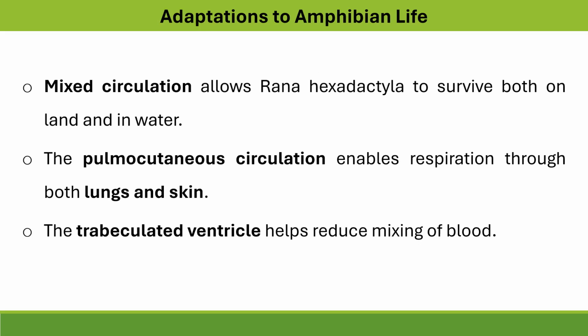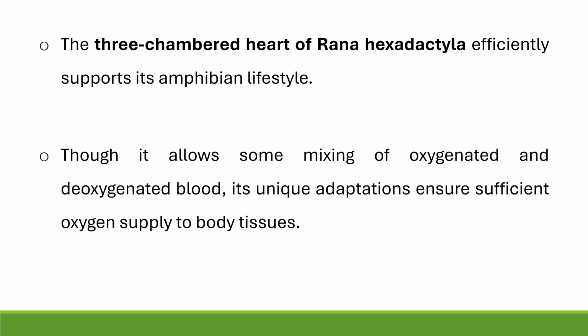Now, as all of you know that Rana leads an amphibian mode of life, so now we will see the adaptations in terms of circulation. As we can see, in Rana the mixed type of circulation allows it to survive both on land and in water as well. The pulmocutaneous circulation enables respiration through both lungs and skin. The trabeculated ventricle helps reduce the mixing of blood. The three-chambered heart of Rana efficiently supports its amphibian lifestyle, though it allows some mixing of oxygenated and deoxygenated blood, but its unique adaptations ensure sufficient oxygen supply to body tissues.